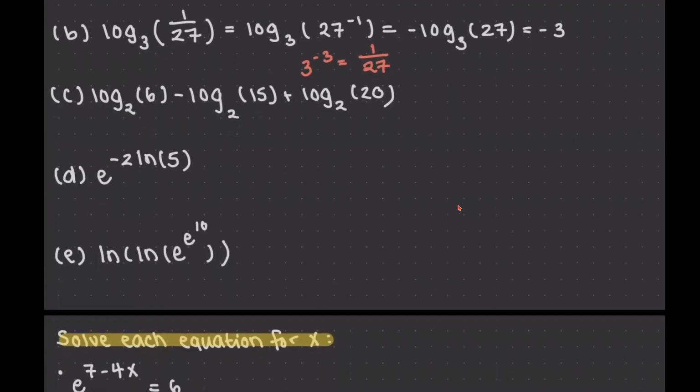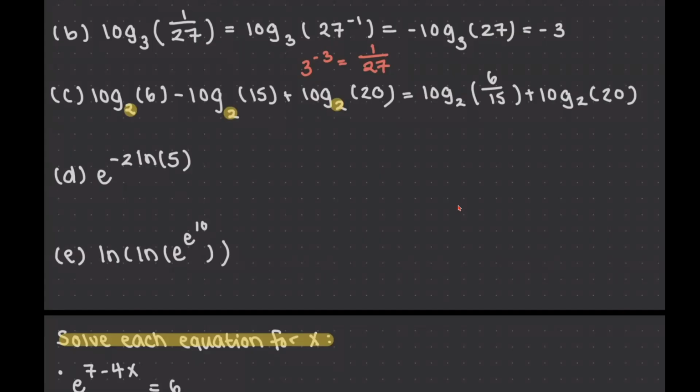Part C, this is going to give us practice with using more of our logarithm rules. So let's do the subtraction first. This is going to be log base 2 of 6 over 15 plus log base 2 of 20. Now notice it's super important that these bases are all the same. If these were different bases, you couldn't do this rule right away. You could use a change of base formula, which we haven't covered in this video, but you can let me know if you'd like to do that.